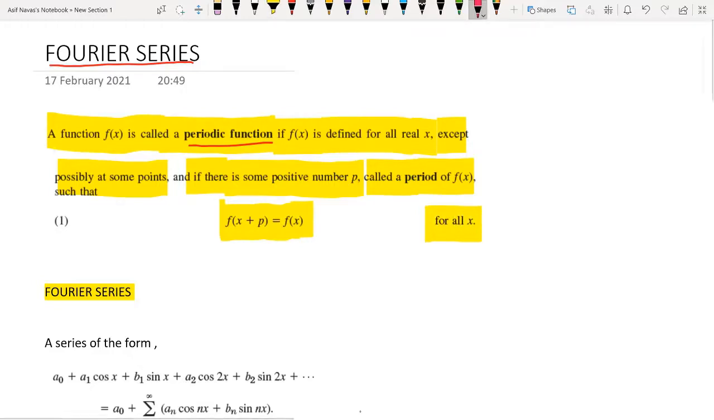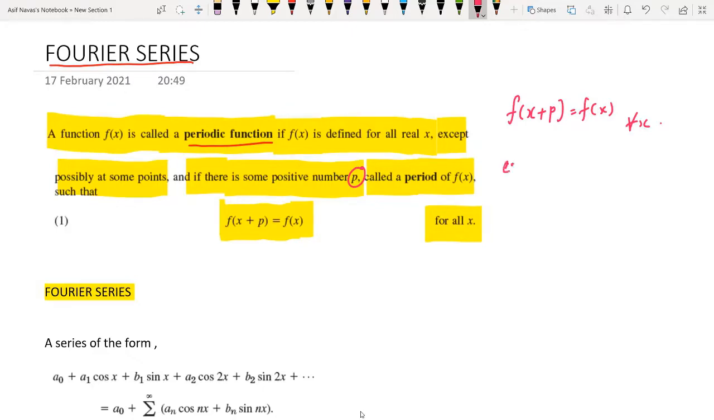That means a function is periodic if there exists a positive number p such that f of x plus p equals f of x for all x. Then we say that f of x is a periodic function.